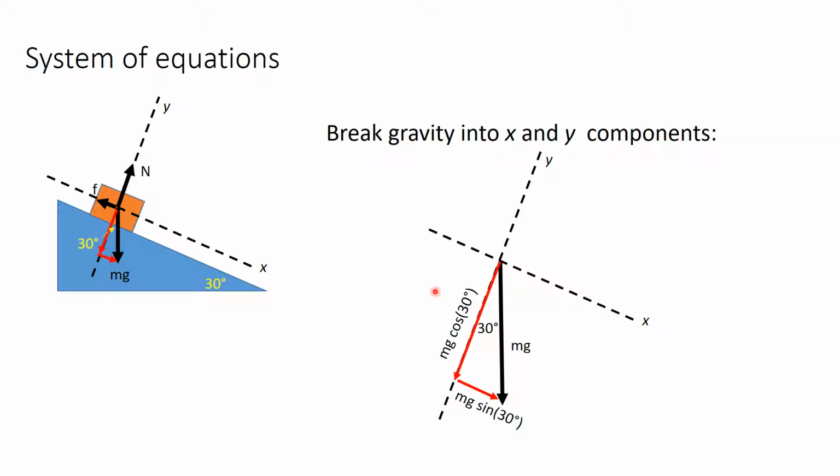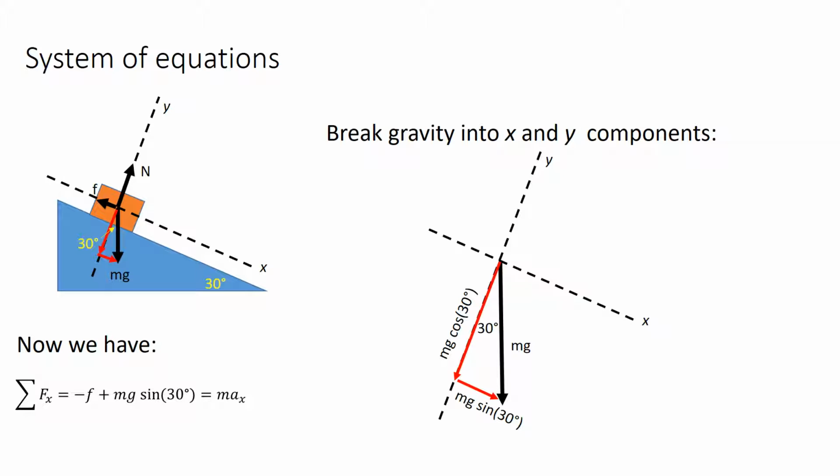Namely, the y component will have a magnitude of mg cosine of 30 degrees. Why? Because this is 30 degrees right here, this angle, and this leg of the right triangle is adjacent to the angle, and this leg of the right triangle is opposite to the angle, and therefore it's a sine. So it's mg, hypotenuse, sine of 30 degrees.